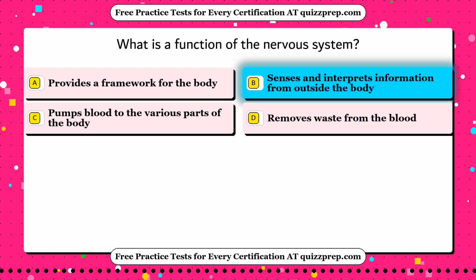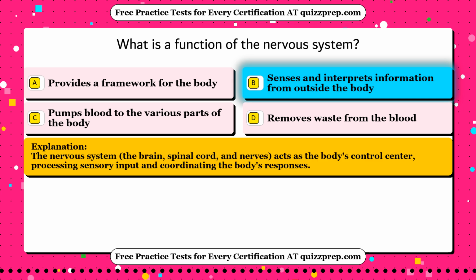The correct answer is Option B, senses and interprets information from outside the body. The nervous system, the brain, spinal cord, and nerves, acts as the body's control center, processing sensory input and coordinating the body's responses.